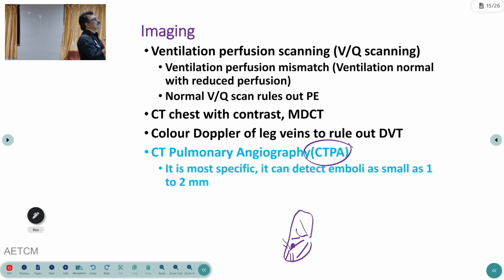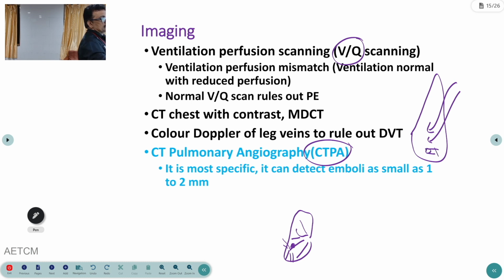Then another important investigation is VQ scanning, ventilation perfusion scanning. So, here in the lungs, what is happening in pulmonary embolism is that the air is coming well, ventilation is good, but blood vessels are blocked. So, ventilation good, perfusion bad. VQ is the ventilation perfusion scan, VQ mismatch, ventilation perfusion mismatch. Whereas in pneumonia, ventilation is reduced, perfusion is good. There also you get ventilation perfusion mismatch, but in pulmonary embolism ventilation is good, perfusion is bad.